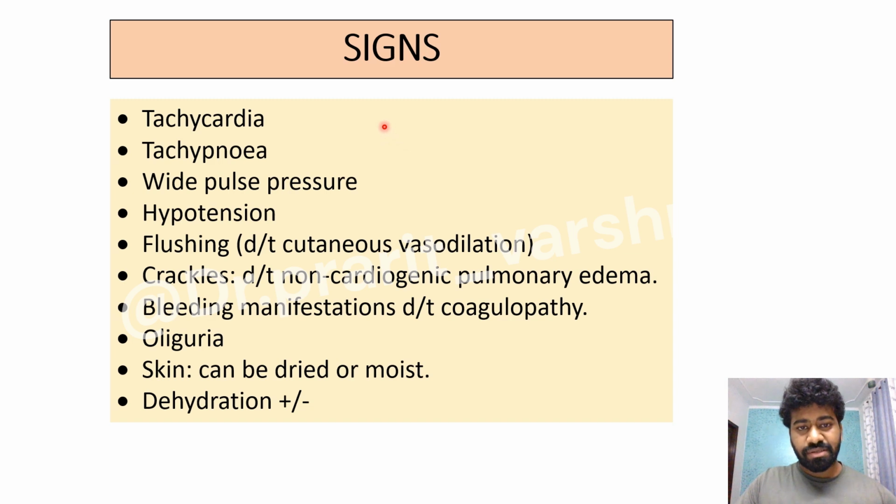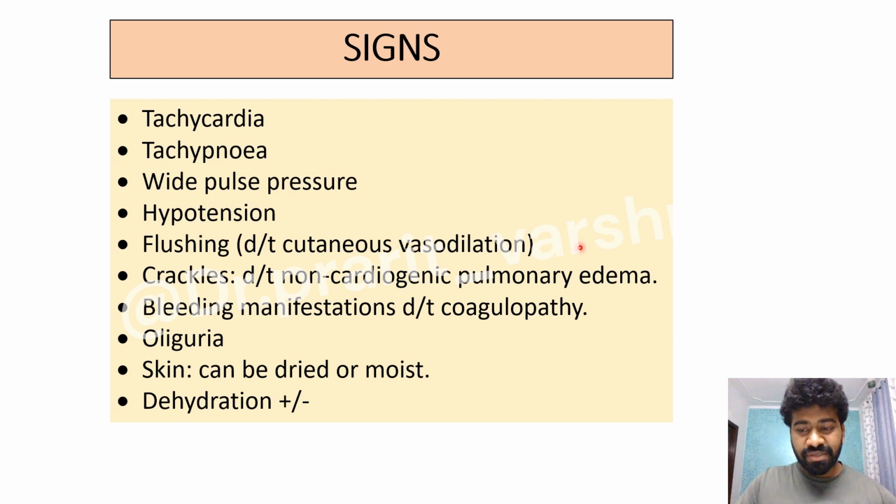You will examine the patient. There will be tachycardia. The pulse rate will be more than 100. Tachypnea, patient will be having respiratory distress. Wide pulse pressure, hypotension, blood pressure will be low. There will be flushing due to cutaneous vasodilation. The face might be red.